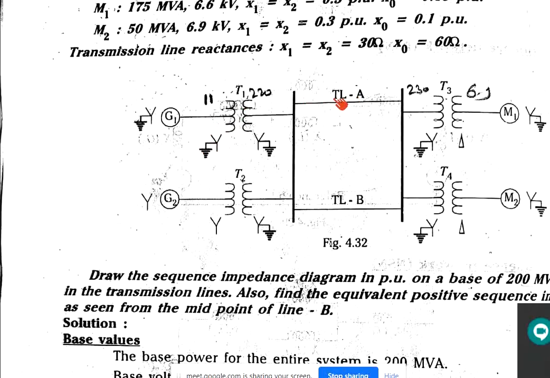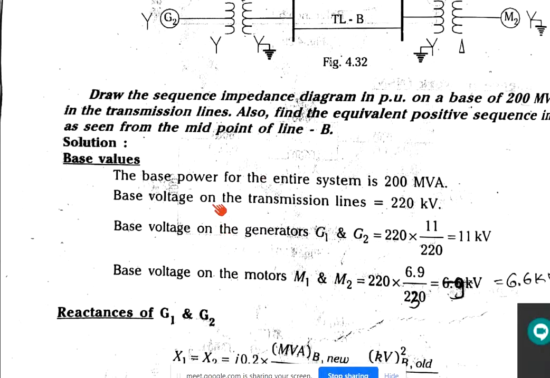It is HT side into LV side divided by HT side. So what HT side has been given? HT is 220, LV is 11. So 220 into 11 by 220, the 220 will get cancelled. So the base voltage on generators G1 and G2 is 11 kV.